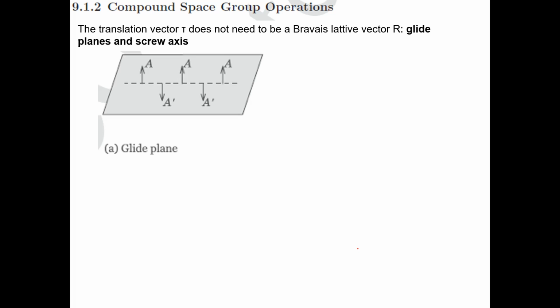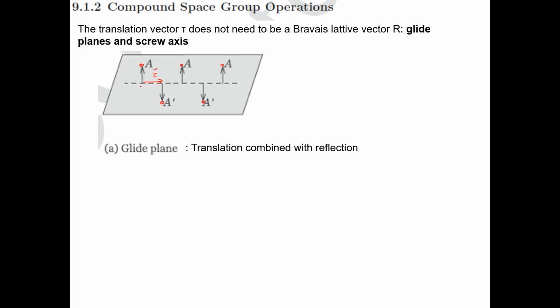So what is a glide plane? A glide plane is a translation combined with a reflection, okay? And you can see right here, suppose this is our crystal, I have atoms here, and they are displaced from a horizontal plane by a certain z coordinate, which is positive in this case and negative in this case. It's positive for A and negative for A prime. So clearly, if I make a translation and then I reflect about the horizontal axis, this is a symmetry operation of the space group, okay? But you can see that this does not correspond to a Bravais lattice vector.